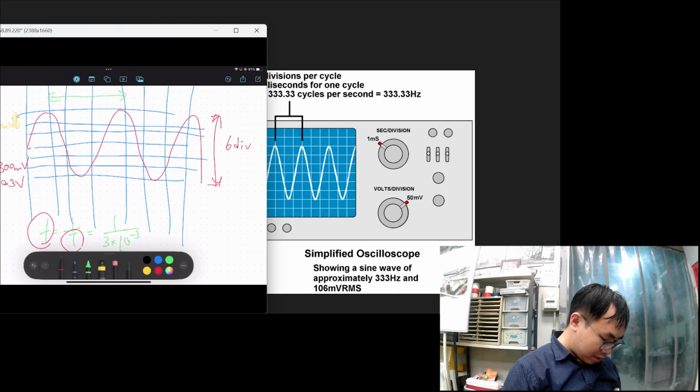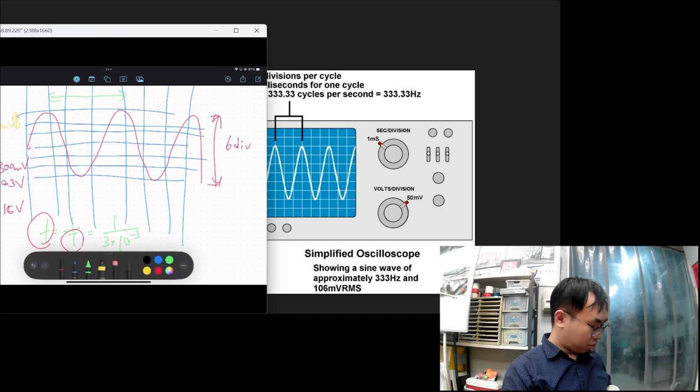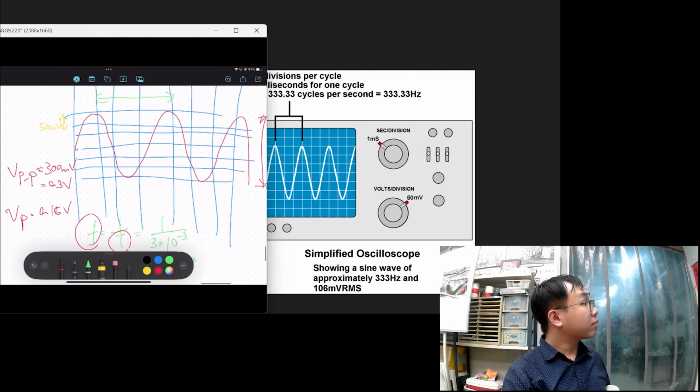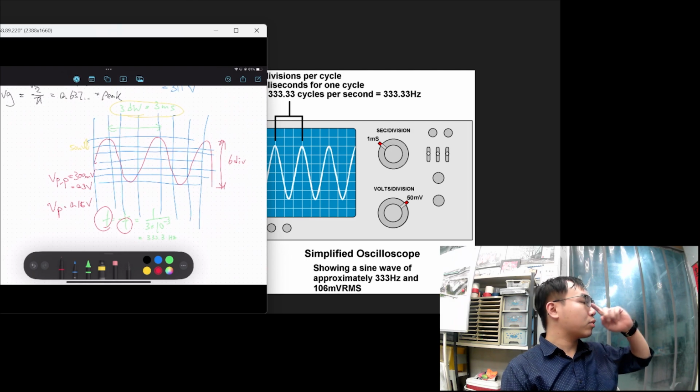Okay. So what is the peak value? The peak value is 0.15. Okay. This is how you do the calculation.